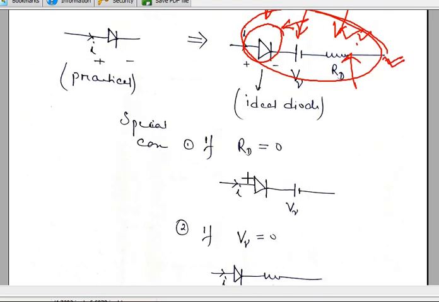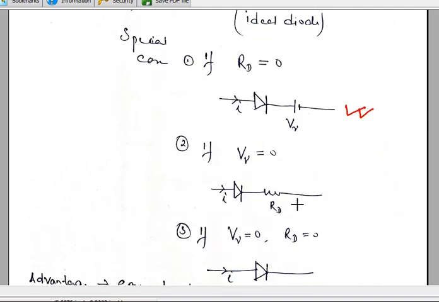Now some special cases: if this RD is 0, you get the constant voltage drop model. Likewise, if this V gamma is 0, then you get this model. And if both V gamma and RD are 0, you get the ideal diode model. So these three models are frequently used in large signal DC analysis.